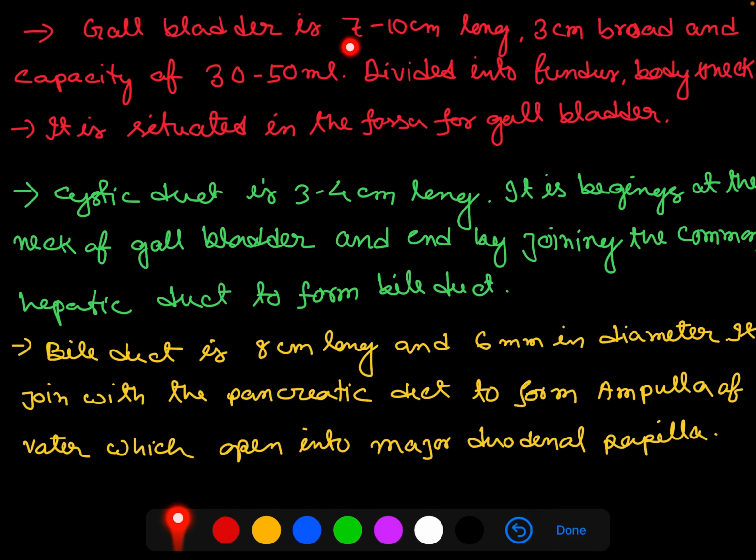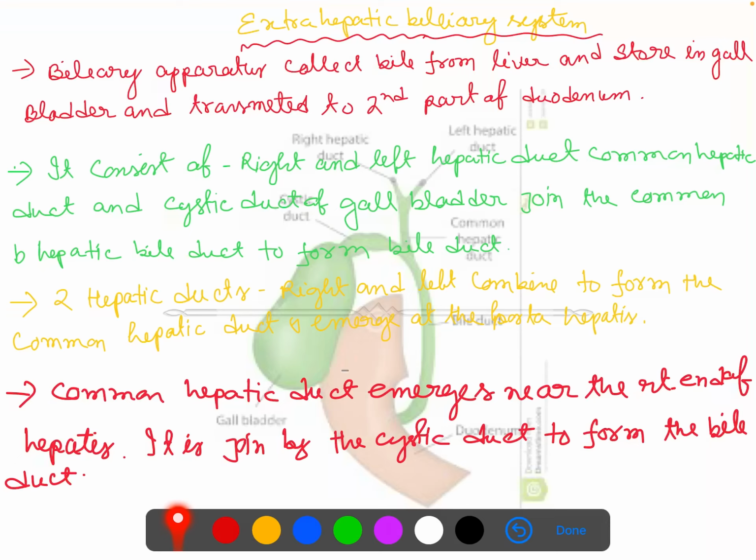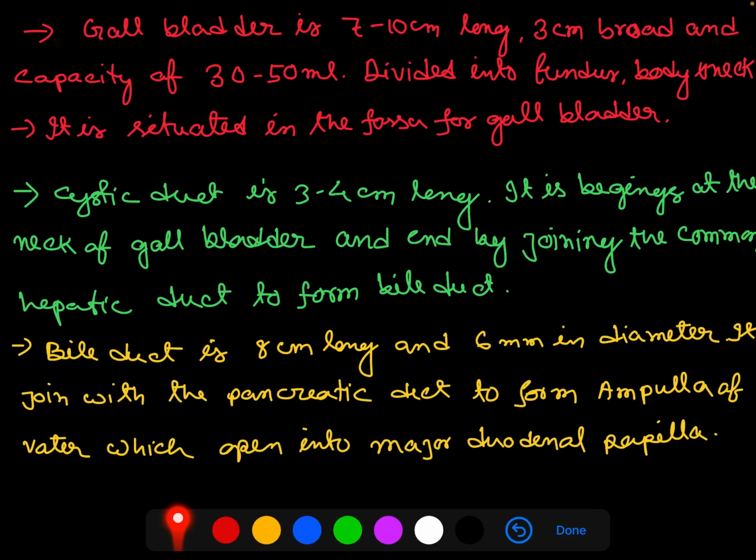Then the gallbladder. The gallbladder is 7 to 10 centimeters long and 3 centimeters broad, and the capacity of the gallbladder is about 30 to 50 ml. It is divided into fundus, body and neck, and it is situated in the fossa for the gallbladder in the liver. This is the gallbladder.